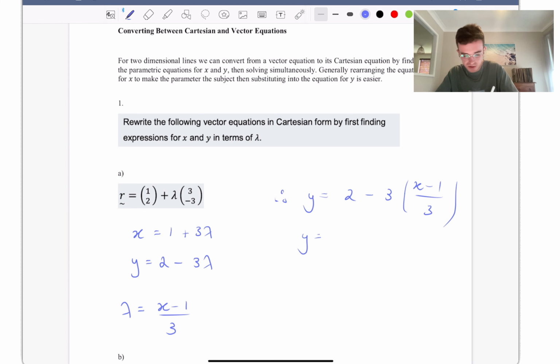So y is equal to 2 minus 3 lots of x minus 1, which will give us y is equal to... no, I made another mistake. That 3 will cancel with that 3, so y is equal to minus x plus 3. God, just ignore me, I'm making way too many mistakes.